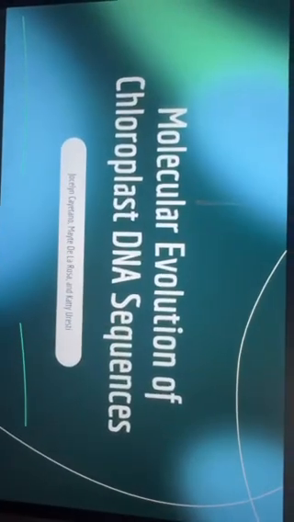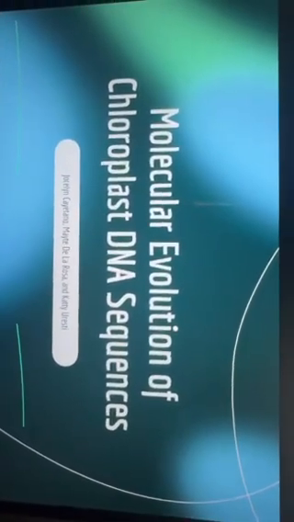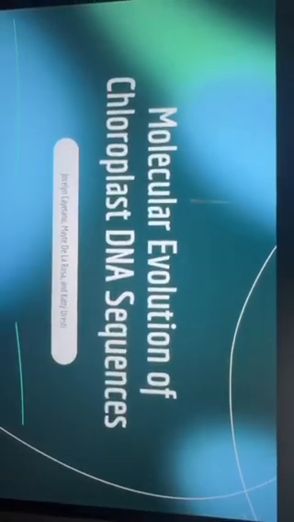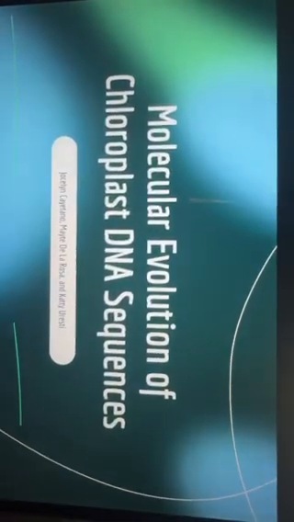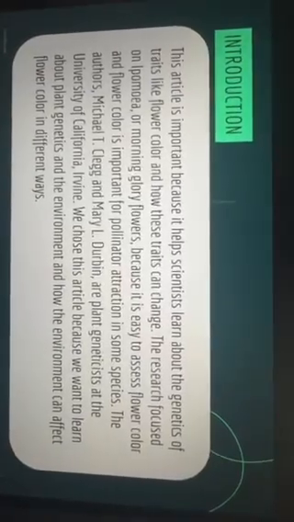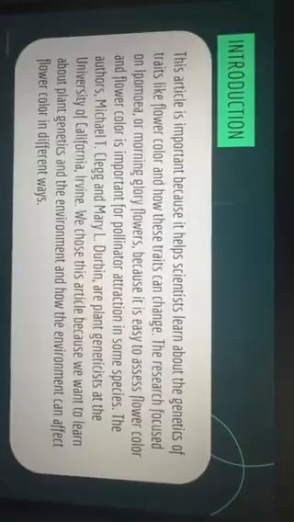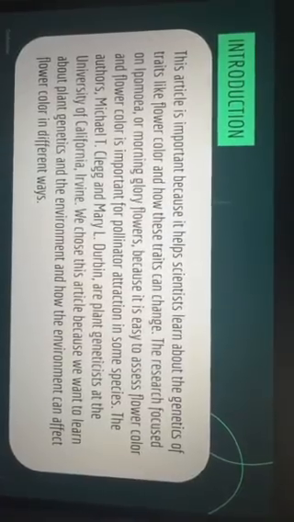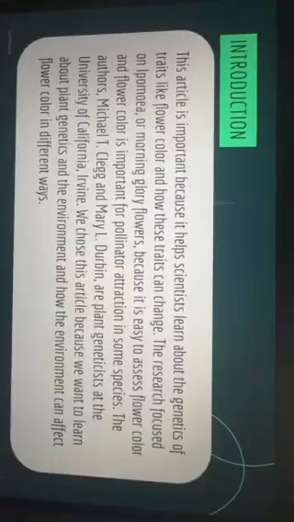We will be going over our article presentation, which is based on molecular evolution of chloroplast DNA sequences. This article is important because it helps scientists learn about the genetics of traits like flower color and how these traits can change. The research focused on Ipomoea, or morning glory flowers, because it is easy to access flower color, and flower color is important for pollinator attraction in some species.